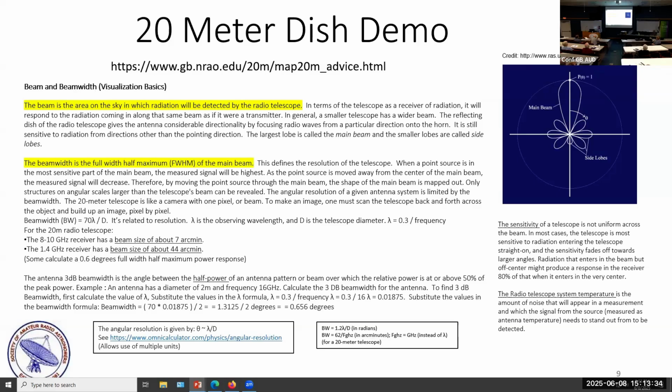So I really wanted to look now at the 20 meter. There are two receivers on it, but one receiver that's most of the time is 1.4 gigahertz, and the beam size is fixed for our use. So that's the resolution. Anything within there, a radio source, is going to be spread. That is the message.